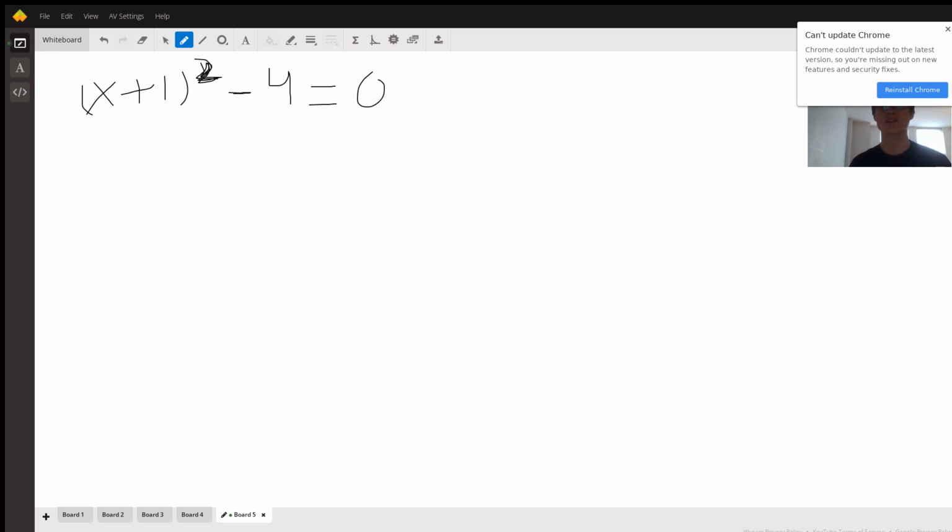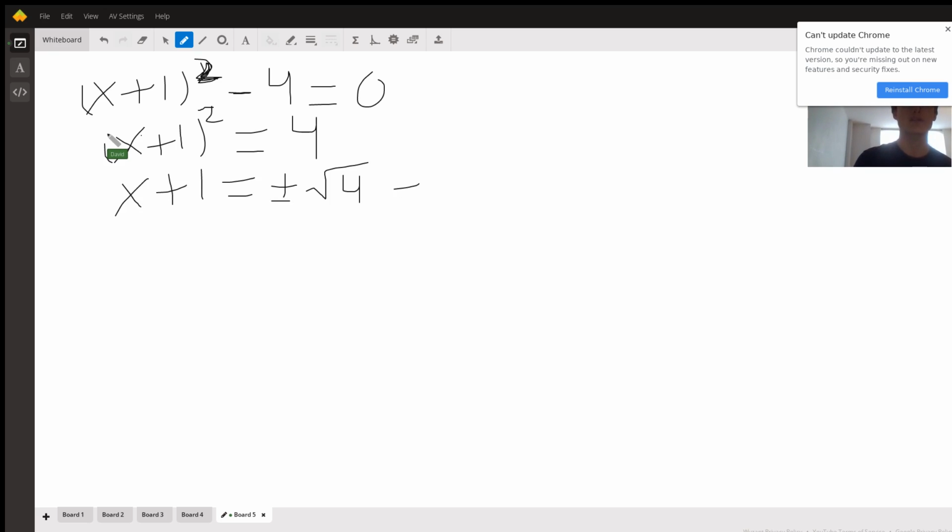So I guess we can't apply the square root method, right? Well, actually we can. We just need to rewrite this slightly. If we add 4 to both sides, then we get (x + 1)^2 = 4. And now we can apply the square root method, getting x + 1 = ±√4, or ±2. Now x + 1 = ±2 is equivalent to x = -1 ± 2, which is either -1 + 2 = 1, or -1 - 2 = -3.